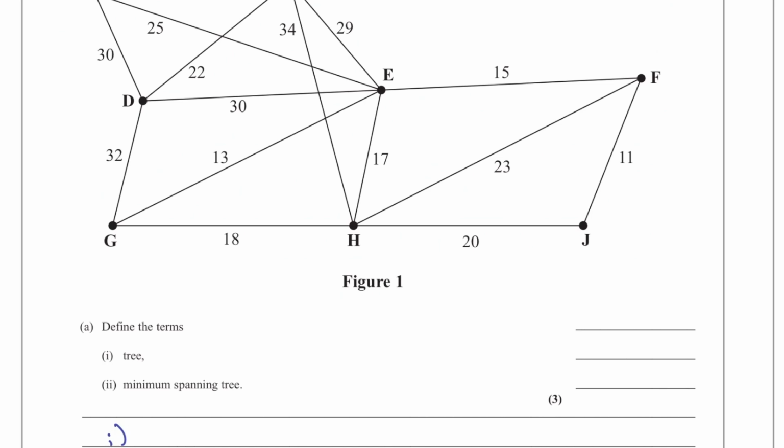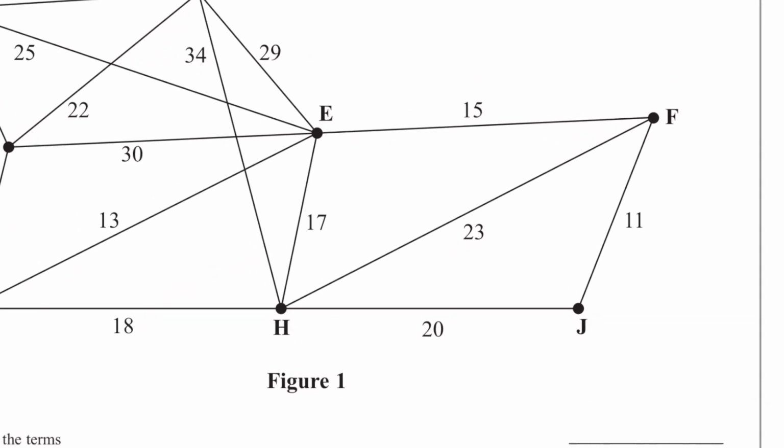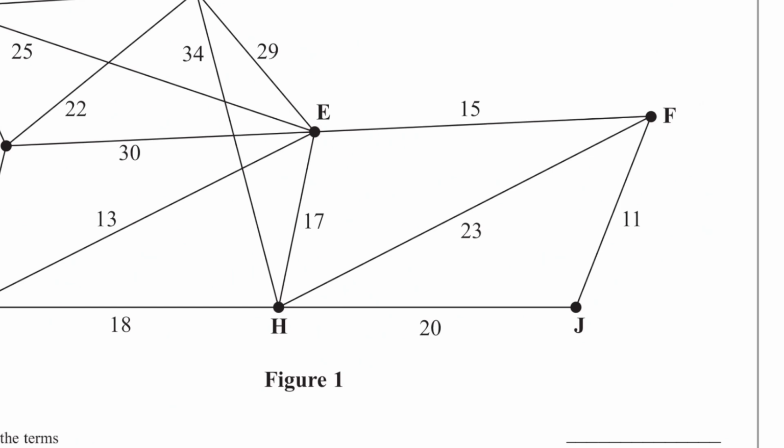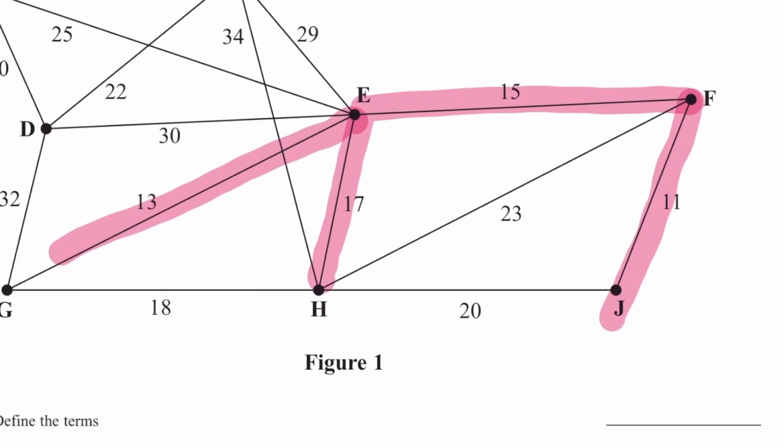So if you've forgotten what a tree was, it's basically a part of a connected graph, something like this. And we make sure that this has no cycles whatsoever. So if we take something like this, and maybe this too, then we have a tree right over here, because none of these are connected, so none of these form a cycle. As long as they're part of a graph and they do not form a cycle, then that is a tree.